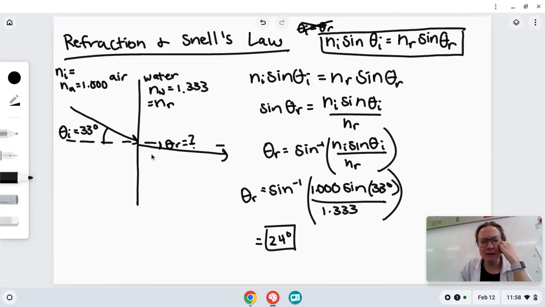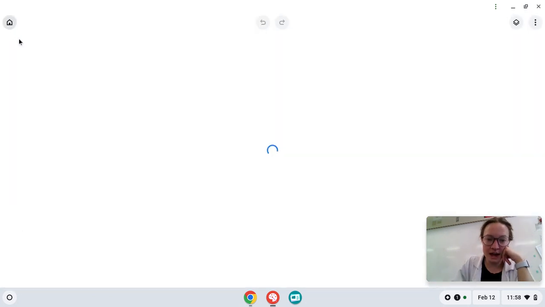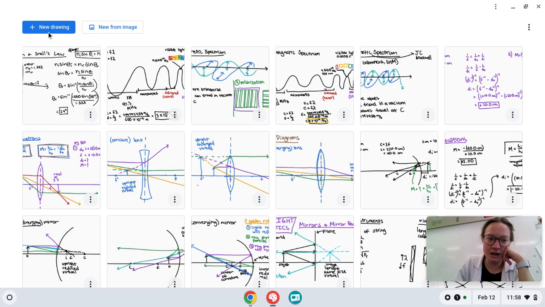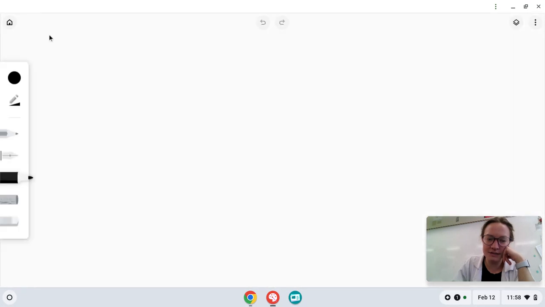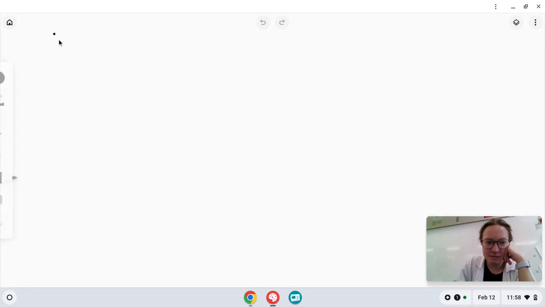Now, we've talked about refraction and how it works. We've talked a little bit about Snell's law, which you can use to find all of your different angles. But we've got two more things to talk about. The first of the last two things that we're going to talk about today is called the critical angle. And I am going to get out a new drawing for this because it's not worth erasing everything. Okay, we're going to start by talking about the critical angle.